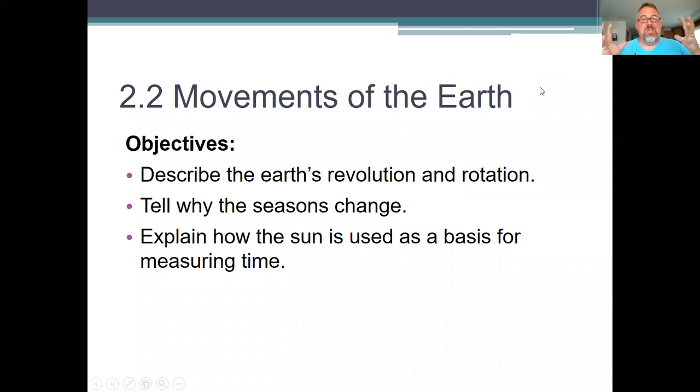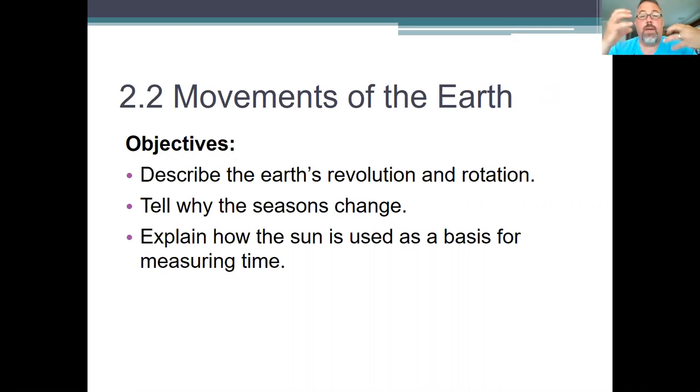Okay, movements of the Earth 2.2. We're going on to some awesome things. What we're going to do is describe Earth's revolution and rotation. Those are two different things, and a lot of times we use those words interchangeably and they don't mean the same thing. Then we're going to tell why the seasons change: fall, spring, summer, winter.